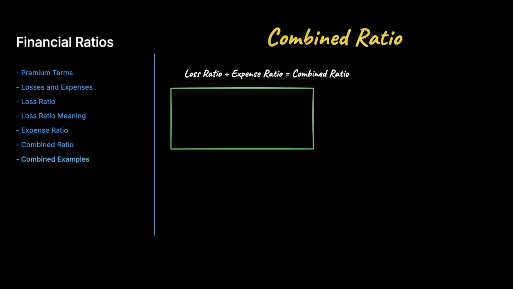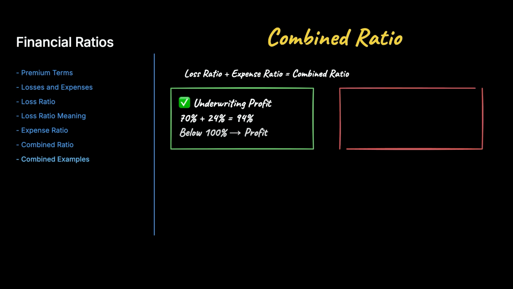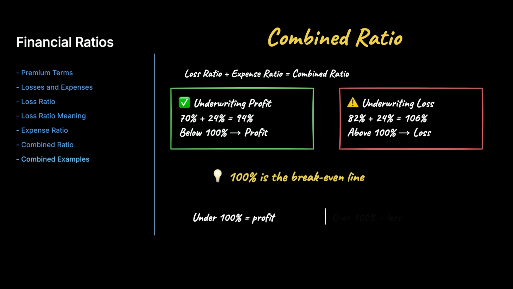Let us see it in action. Add our 70% loss ratio to a 24% expense ratio. That reaches about 94%, below 100, an underwriting profit. Now imagine an 82% loss ratio plus a 24% expense ratio totaling 106%, a loss.